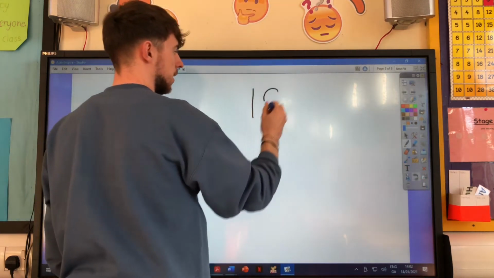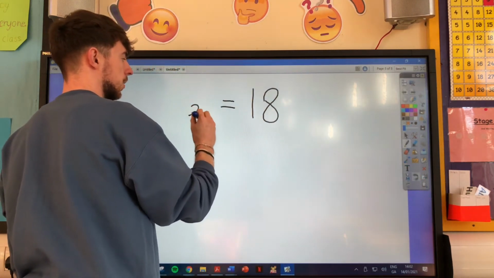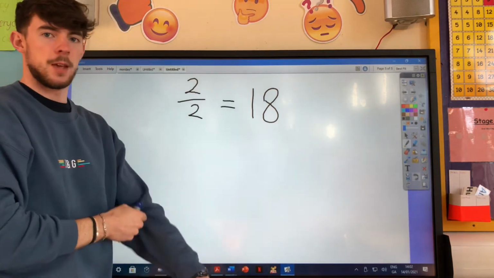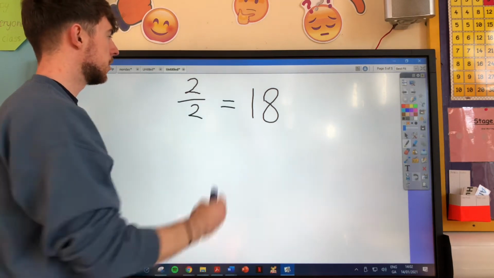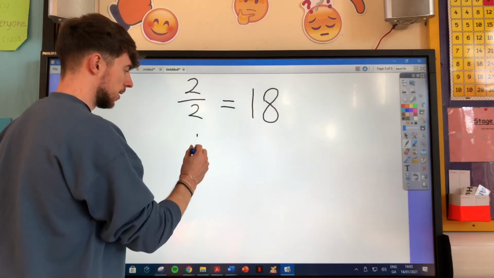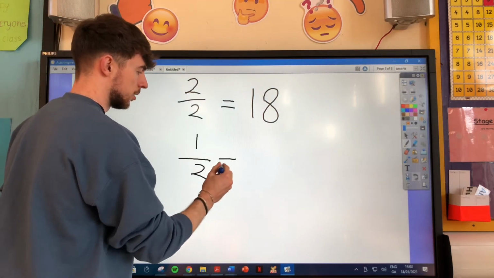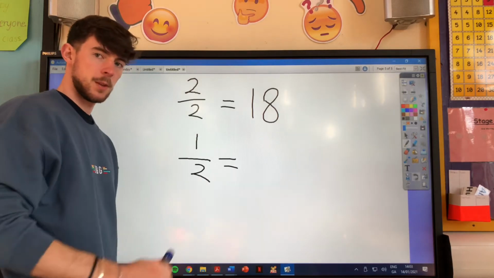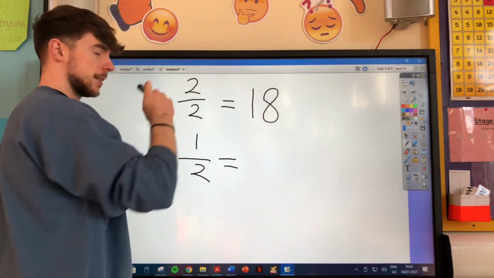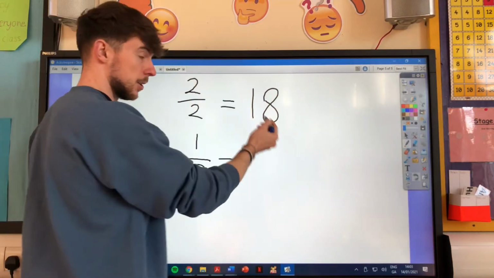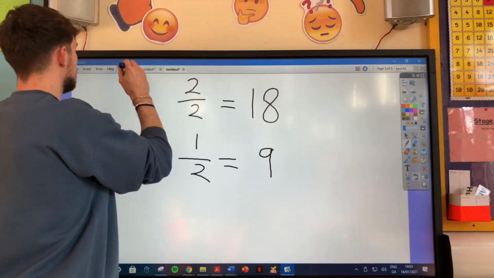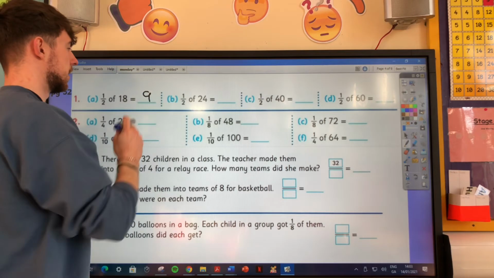Okay, so 18 is equal to what over 2? It's the whole number. What is it? It's 2 over 2, because it's the whole thing. Now, how do we get that from 2 to 1? Because we want to find 1/2 of it, right? What did we do to the 2 to get to 1? We divided by 2. So what do we have to do over this side? If you divided this side by 2, you have to divide this side by 2. So 18 divided by 2 is 9, okay? So 9 is half of 18.